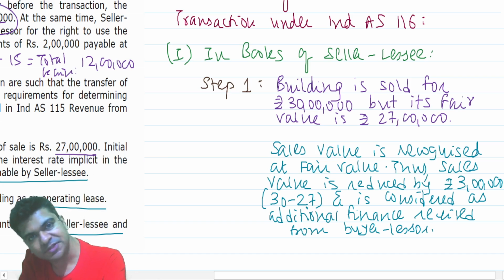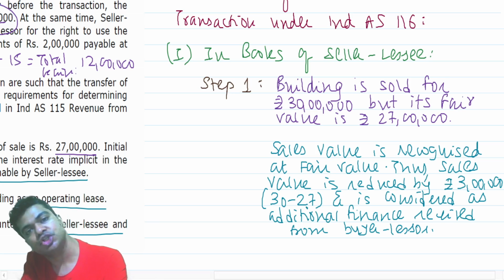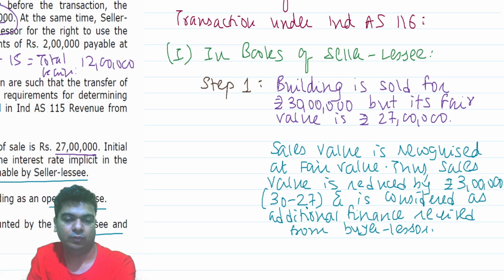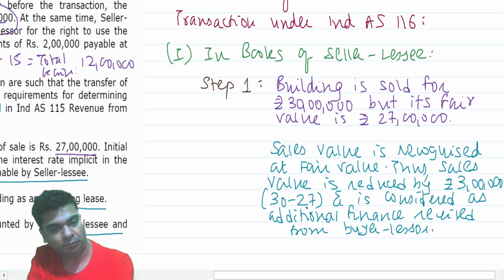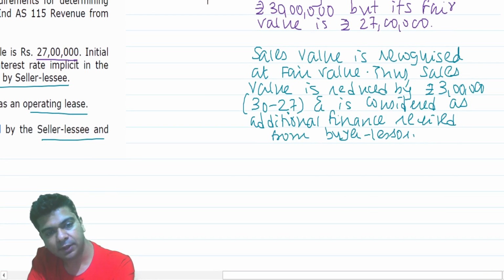We will reduce the sales value by 3 lakhs of rupees and we will consider 3 lakhs as additional finance that we have received from the lessor. If you're still writing this step, you can just pause the video here. Let's move further.